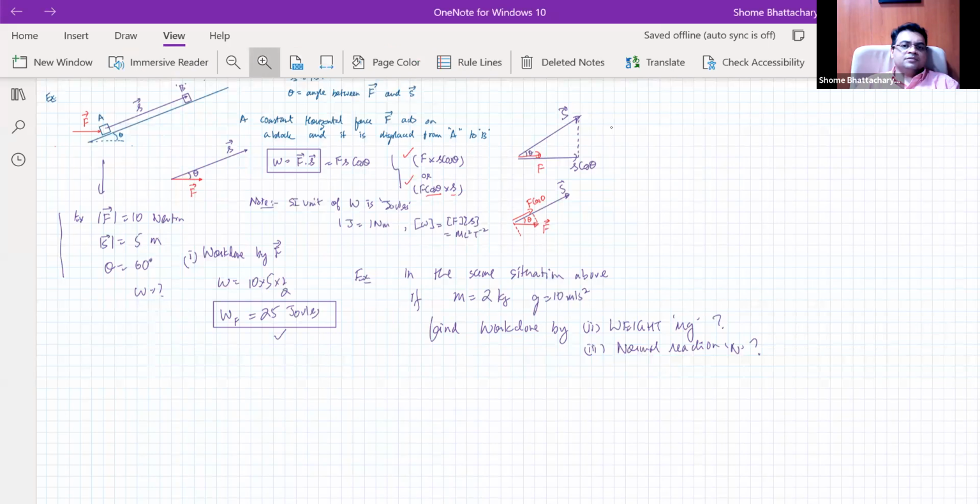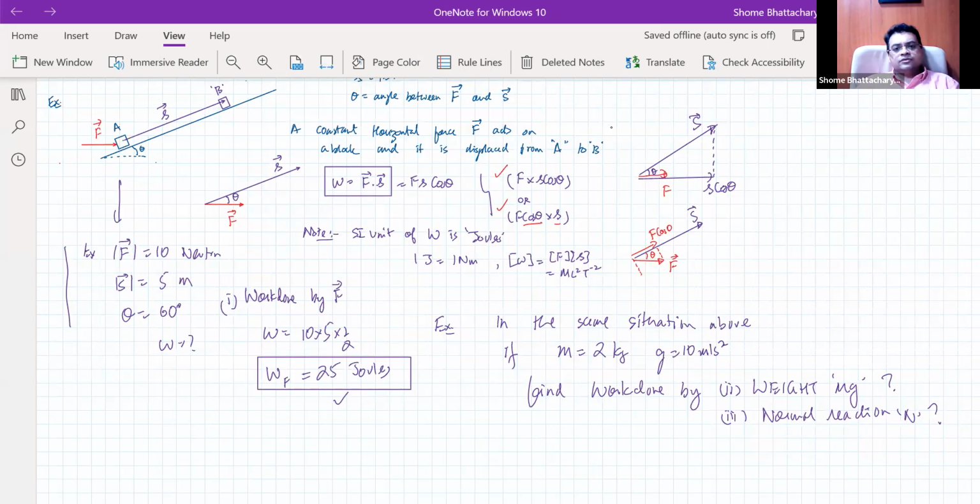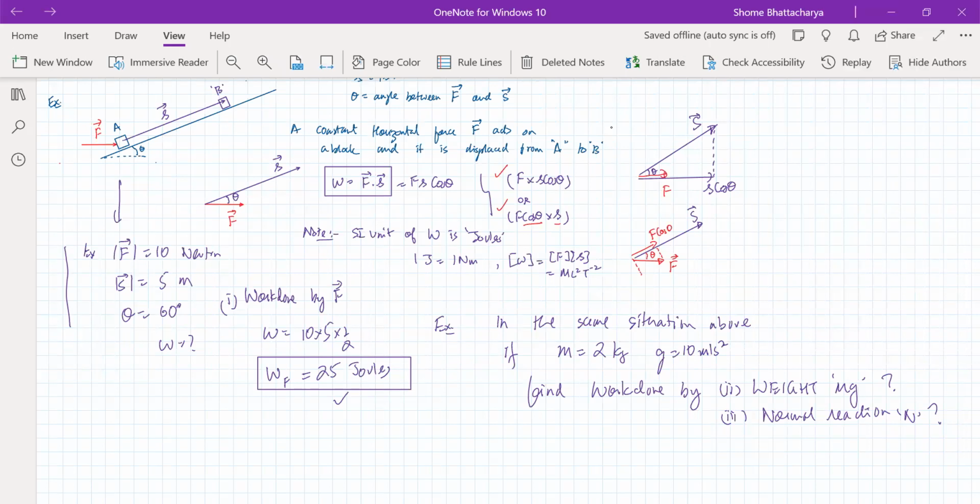Isn't it? So work done by mg will be of what type? Positive or negative? Negative. It will be negative. Yes.